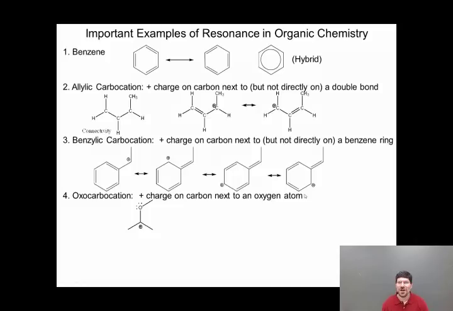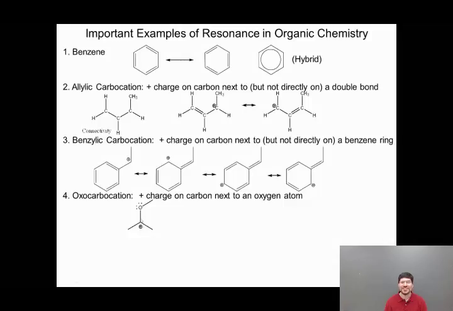A final example of a carbocation that you need to be able to draw resonance structures for is what's called the oxocarbocation. And that's when you have a positive charge on a carbon that is next to an oxygen. Now, if you look at this, the carbon with the positive charge in this structure has only 6 electrons around it, but what I have done is I've put 2 lone pairs on the oxygen.